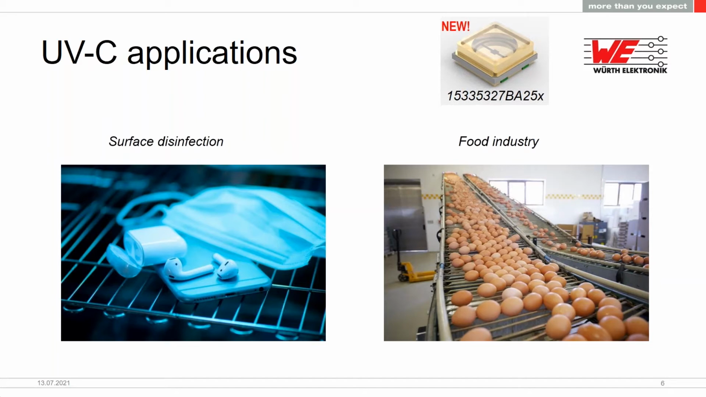UVC light as well. There are also quite a few interesting studies that show that actually you can increase the time of storage for fruits and vegetables if you irradiate them with a little bit of UVC light, because then you're reducing the growth of mold.